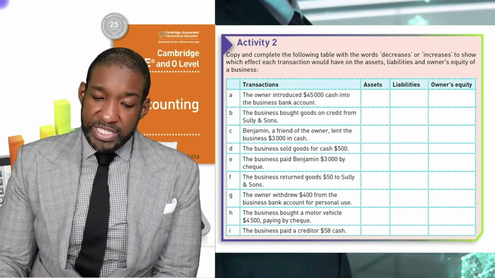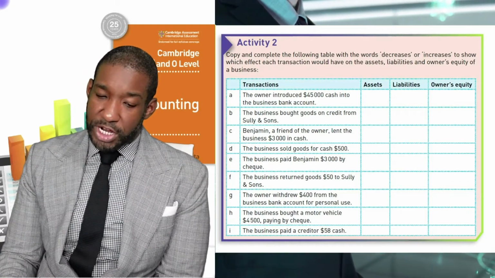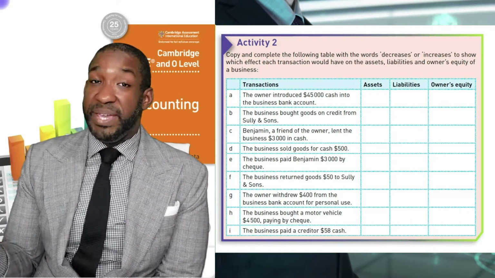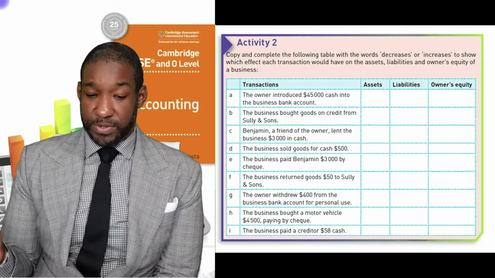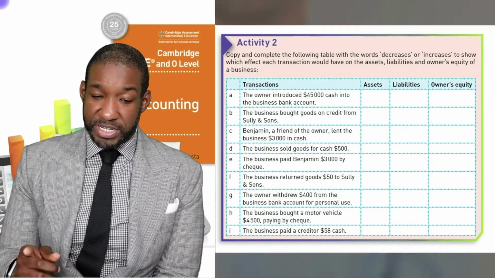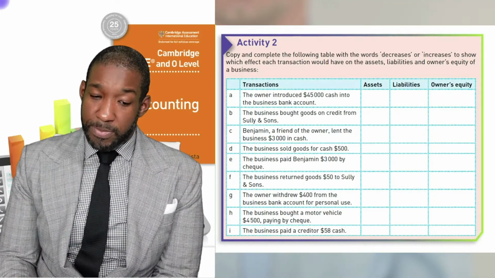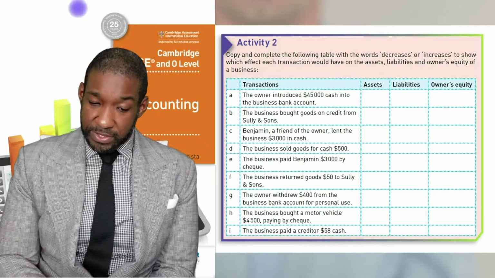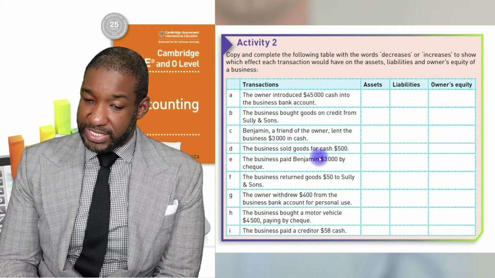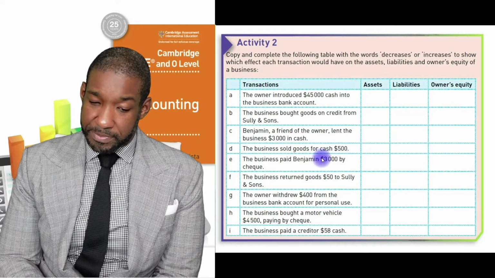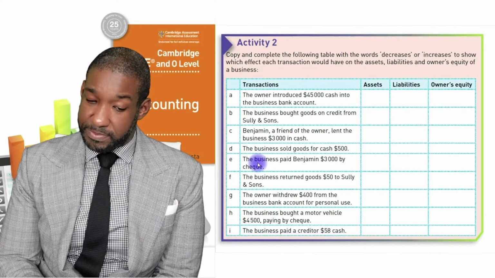Letter E, the business paid Benjamin $3,000 by check. The business paid Benjamin, that's the loan. Remember, Benjamin's not the owner here. So the business has now paid off this $3,000 loan from letter C. What does that do to assets, liabilities, and equity? It was paid by the business.